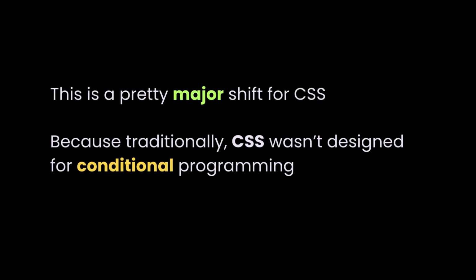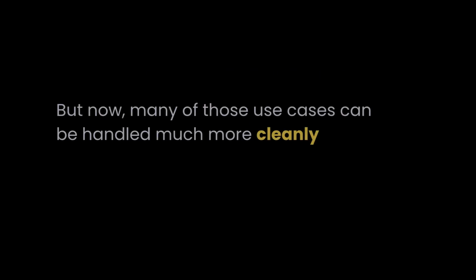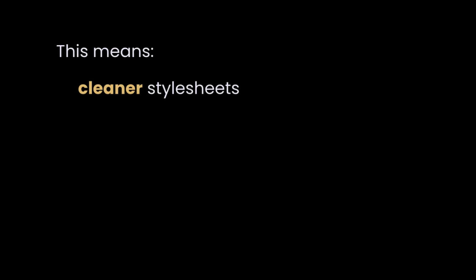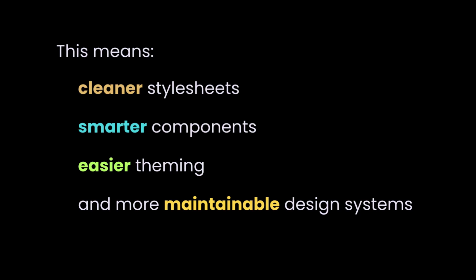Why this matters? This is a pretty major shift for CSS. Because traditionally, CSS wasn't designed for conditional programming. Developers usually relied on JavaScript, utility classes, or duplicated styles. But now, many of those use cases can be handled much more cleanly. This means cleaner style sheets, smarter components, easier theming, and more maintainable design systems. CSS is becoming far more dynamic.